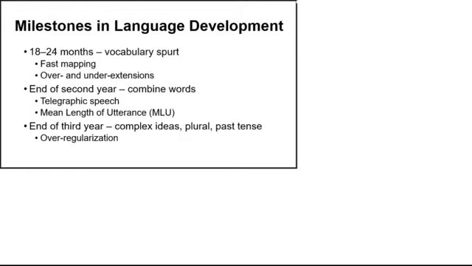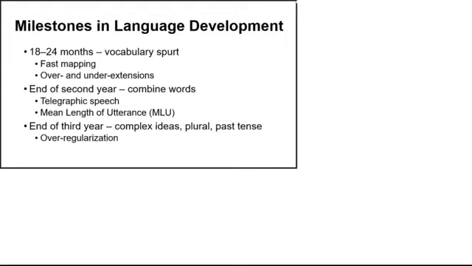And then again, continuing on into our third year and beyond, we start seeing more complex ideas. We're going to see the addition of plural and past tense when looking at grammar. So we're not just looking at the here and now, we're starting to add to that more complexity. We do see, again, issues here being over-regularization. And this is especially common in English because we have a lot of grammar rules that don't apply to everything.